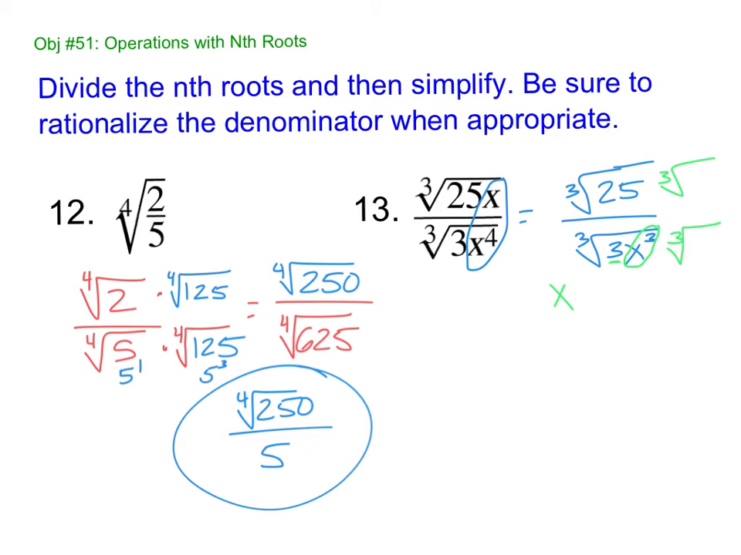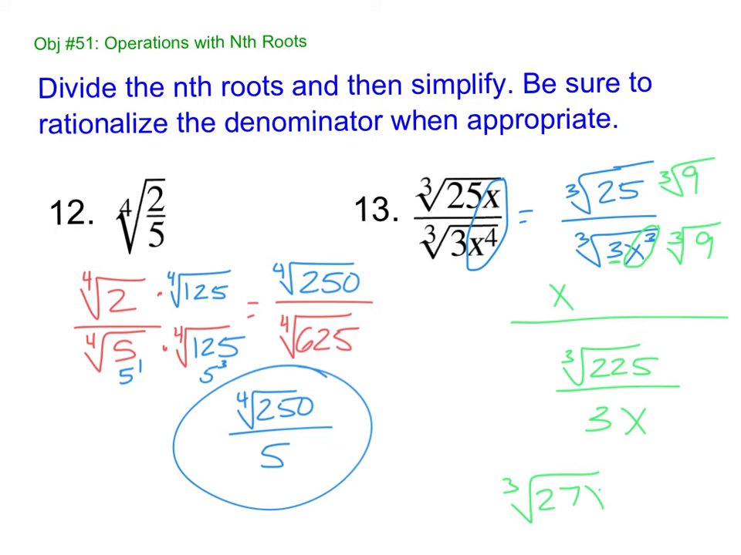So what do we multiply by? So I have 1 3, I need 2 more. So that's a 9, right? So the top gives us 9 times 25 is 225 over, and we end up with just 3x, right? That's the cubed root of 27x to the third. Cubed root of 27 is 3. Cubed root of x cubed is x. All right, so that's our final answer.